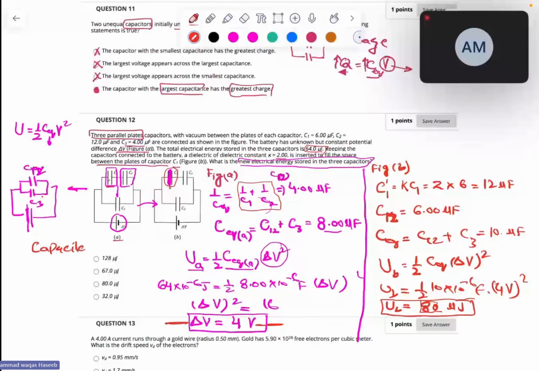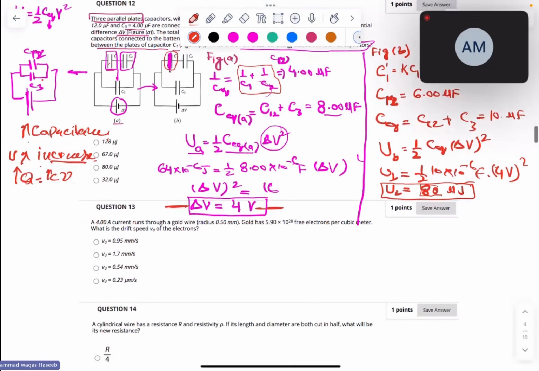Dielectric increases the capacitance, so it increases the energy stored in it. So if you insert any dielectric medium, which has a dielectric constant, you increase its capacitance, which increases its energy. And because it is related to CV, it stores more charge. So the charge also increases, because capacitance increases, charge will increase.